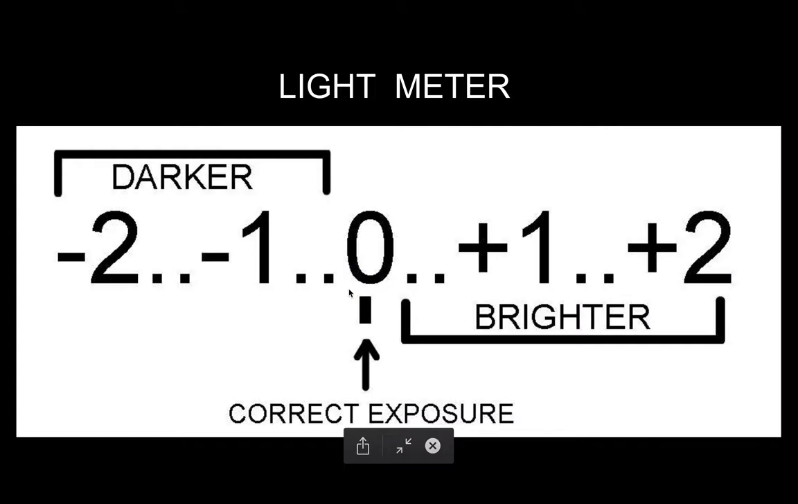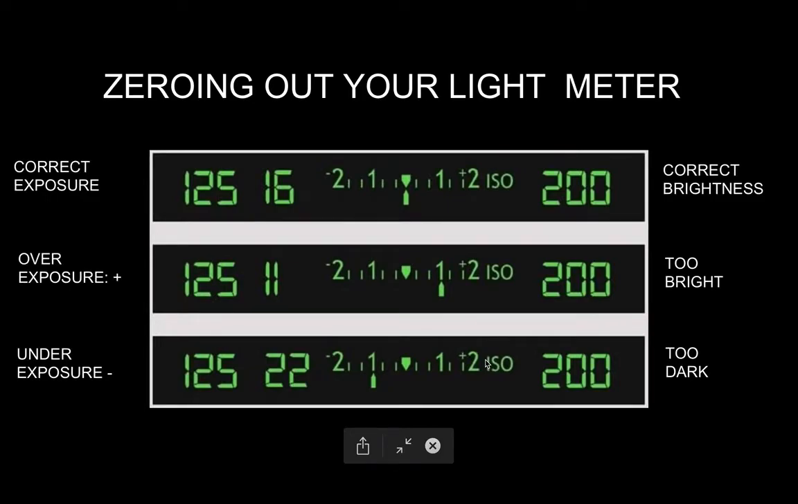So you just have to remember that when you're looking at your light meter. The +1, +2, too bright. The -1, -2, too dark. And you want to try to get your exposure meter to read somewhere close to 0 to get a well-lit image. We refer to this as zeroing out your light meter or balancing your light meter.